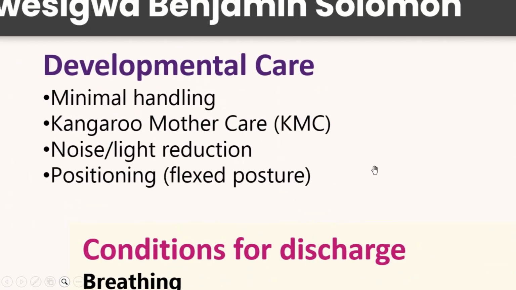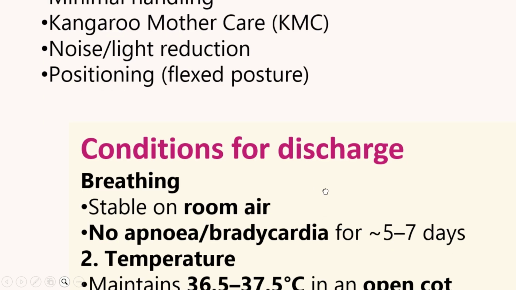So there is developmental care. We want to give this baby minimal handling. This is a baby who is prone to intraventricular hemorrhage. This is a baby who is very tiny. You don't want them to be carried around a lot. Let them stay in the radiant warmer. Let them stay in one safe, cool place. Reduce the noise, reduce the light. Do not overstimulate them. Kangaroo mother care can be important to keep them warm, and the position, they should be in a flex position.